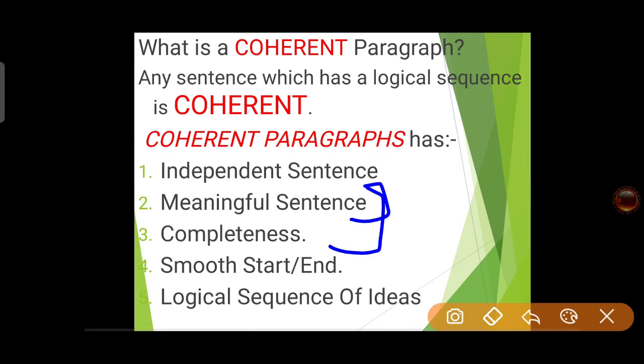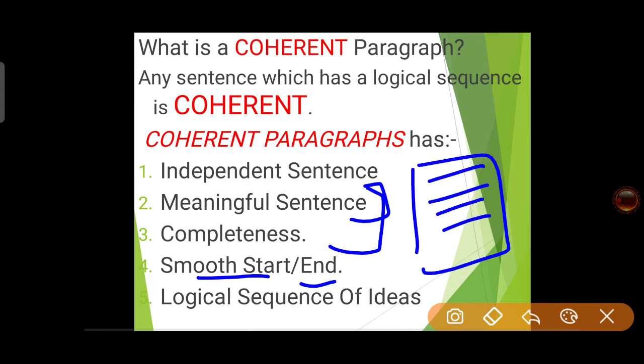Then we have to think about a smooth start and end. Whenever we are forming a sentence or paragraph, we have to think about a smooth start and a smooth end. It cannot be an abrupt start or an illogical start or illogical end. That should be in a logical order.